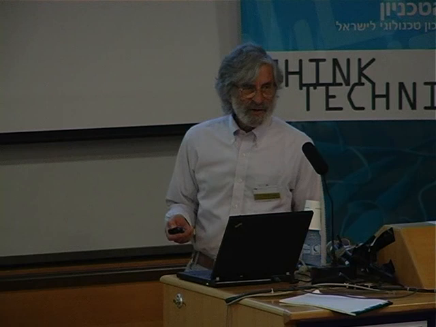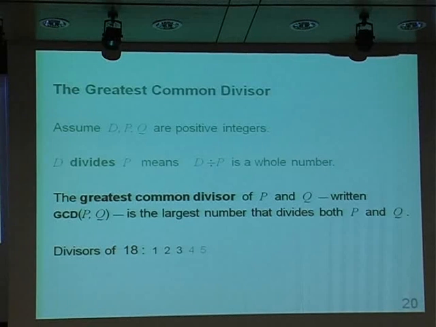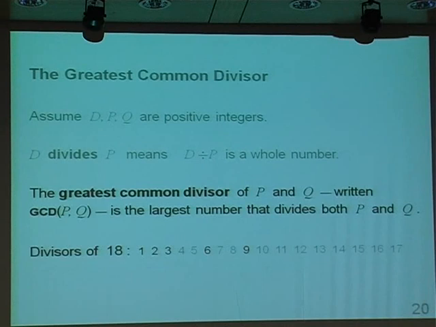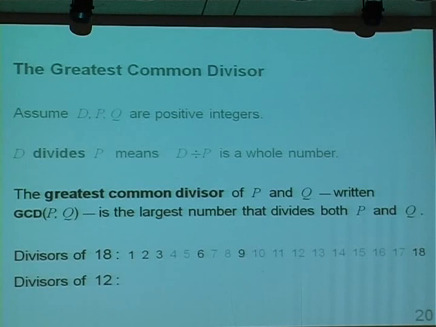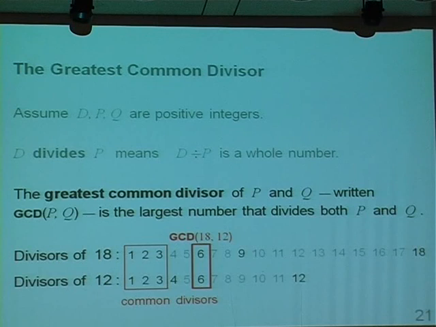So for example, here are the divisors of 18. 1 divides 18, 2 divides 18, 3 divides 18, 4 doesn't divide 18, because 18 divided by 4 isn't a whole number. Neither does 5. 6 is a divisor, 9 is a divisor, and the only other divisor is 18. And similarly, look at the divisors of 12. 1, 2, 3, and 4 are divisors, 5 isn't, 6 is, nothing else is until 12, and of course, no number bigger than 12 can be a divisor of 12. So these are the common divisors, and the greatest common divisor of 18 and 12 is 6.